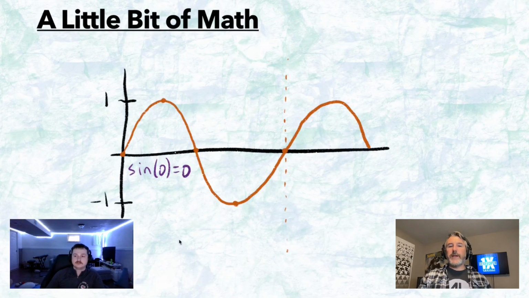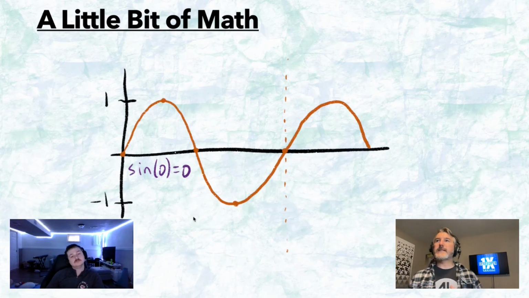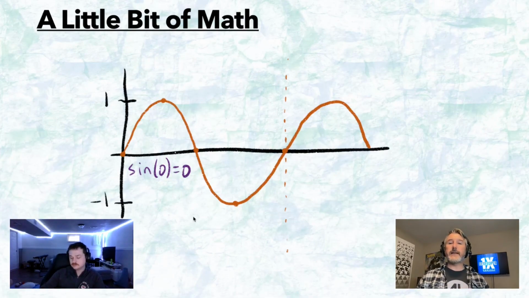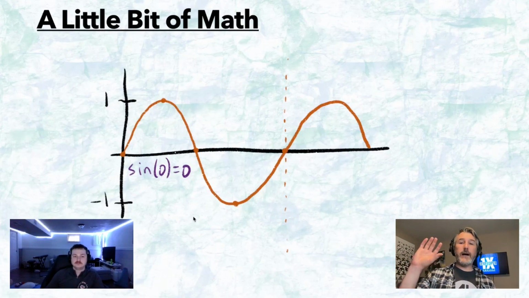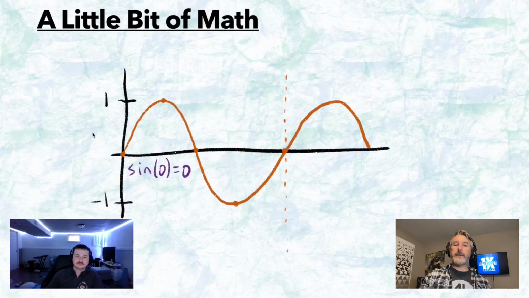So the way this relates to the sine function is that the sine function takes in an angle and outputs a ratio. Give me your SOHCAHTOA here. It's the opposite to the hypotenuse. Yeah. Okay, opposite over hypotenuse. So it takes in an angle and outputs the ratio of the length of the opposite side to the hypotenuse.